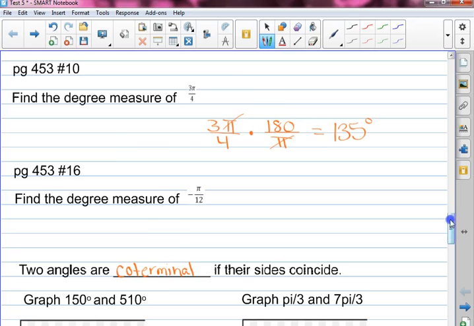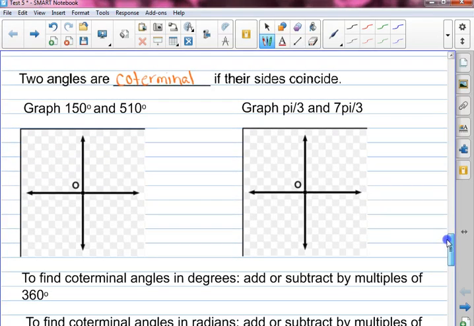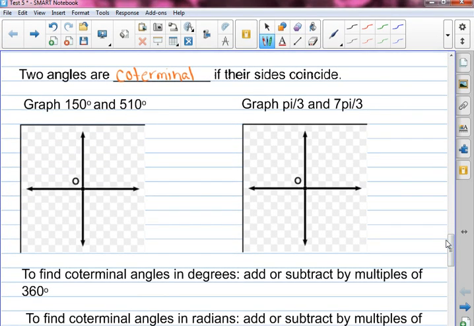Okay, two angles are coterminal if their sides coincide. So I'm going to graph 150 degrees, and then I'm going to graph 510 degrees. So first 150 degrees. Go out 90 degrees, and then 30 degrees away from 180.